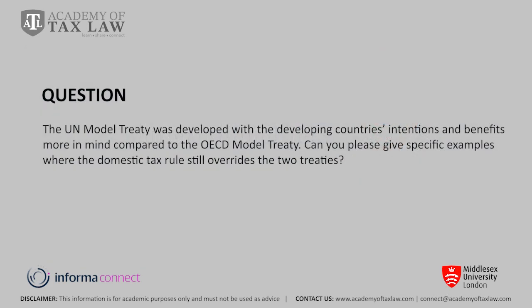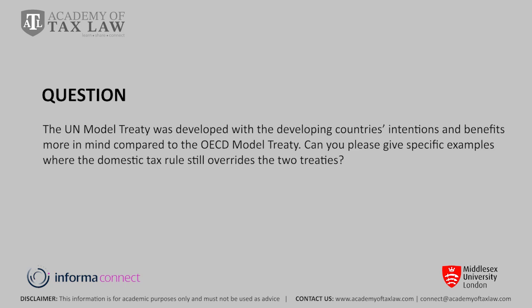The UN Model Tax Treaty was developed with the developing countries' intentions and benefits more in mind compared to the OECD Model Treaty. Can you please give specific examples where the domestic tax rule still overrides the two treaties? Okay, so let's get into the answer.